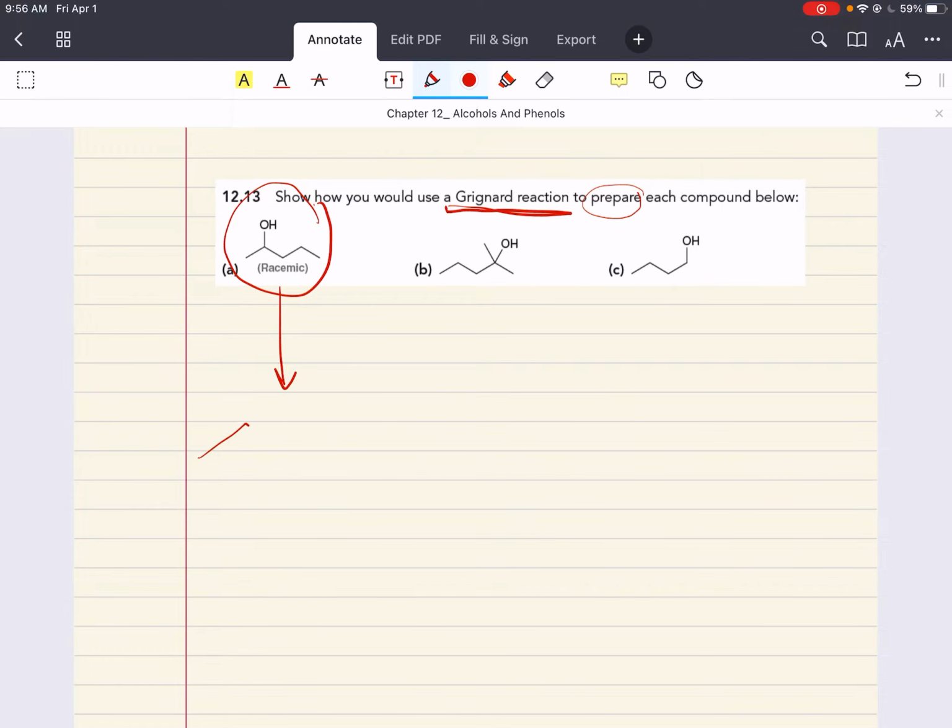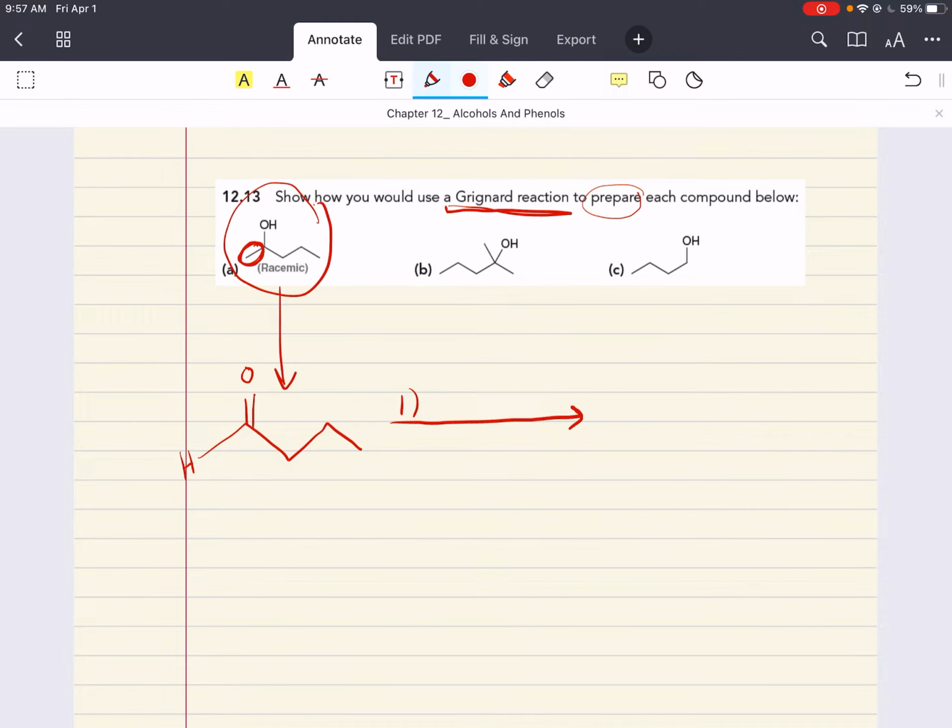So I'm going to draw the same structure here, with an alcohol group, and a carbonyl, where over here I'm going to put a hydrogen. So we're starting off with an aldehyde. Why? We're going to put this methyl into this molecule. We're going to add it using our Grignard reagent.